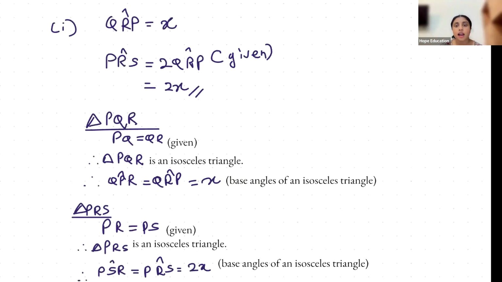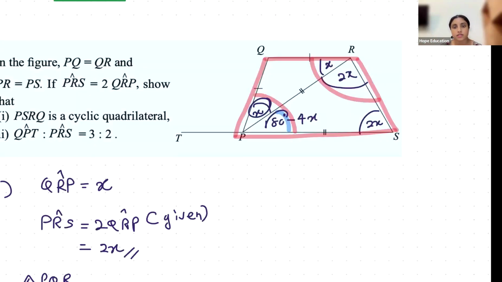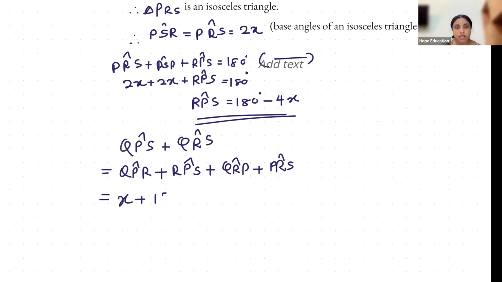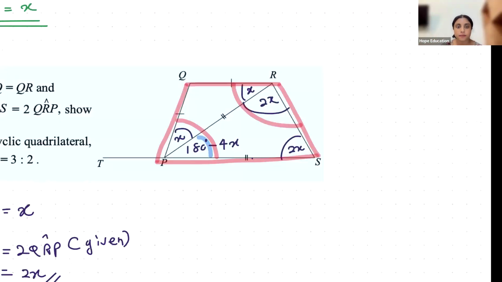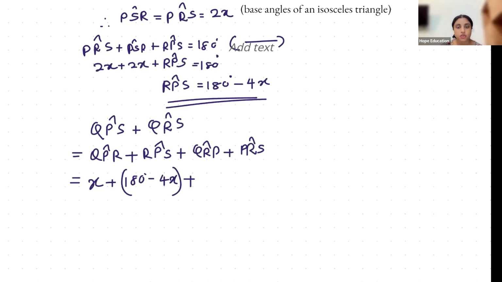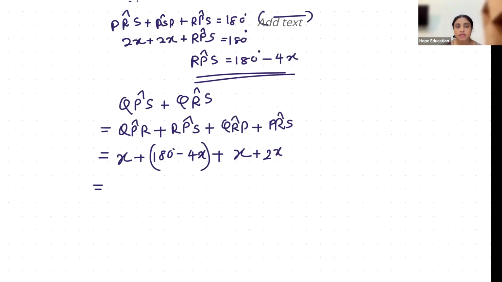QPR is X, RPS is 180 minus 4X. So X plus 180 minus 4X. If you want, you can put a bracket like this. Plus QRP and PRS, this is X and this is 2X. So X plus 2X is 4X. So 4X plus 180 minus 4X. You can see 4X gets cancelled and the sum becomes 180.